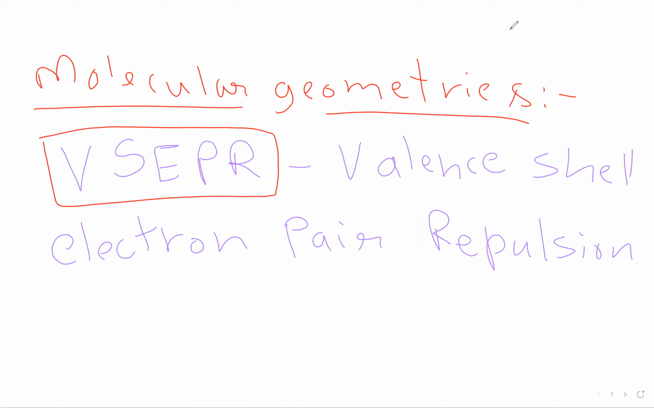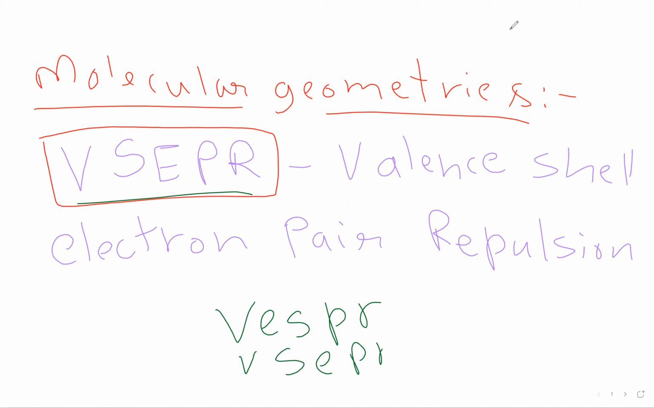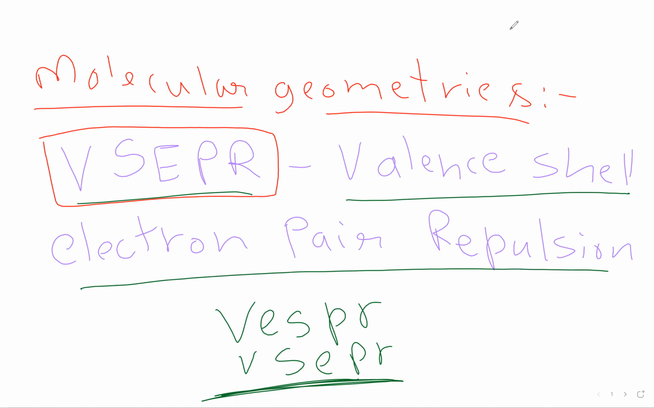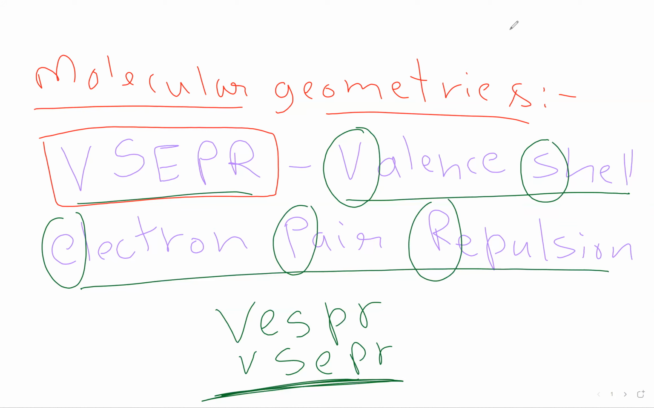Hi, in this video we'll learn about molecular geometry and something called VSEPR theory. It's sounded as "Vesper", but it's written as VSEPR. So what is VSEPR theory? Valence shell electron pair repulsion.